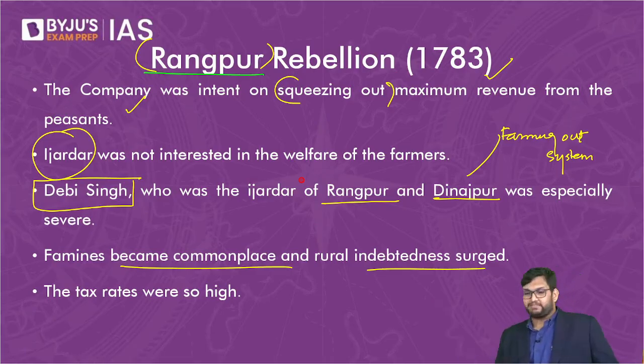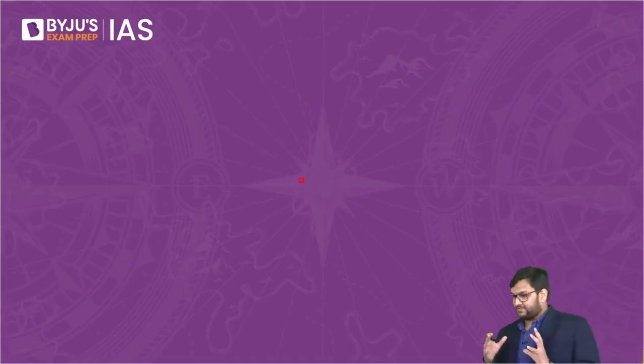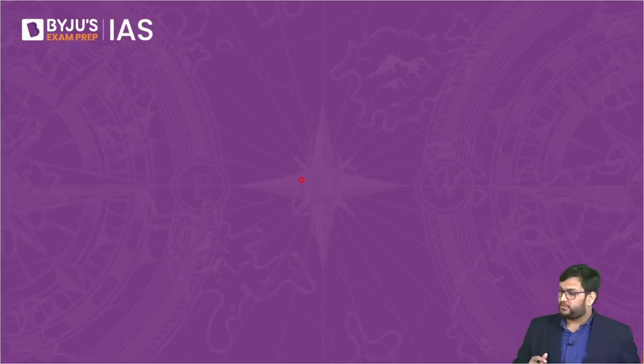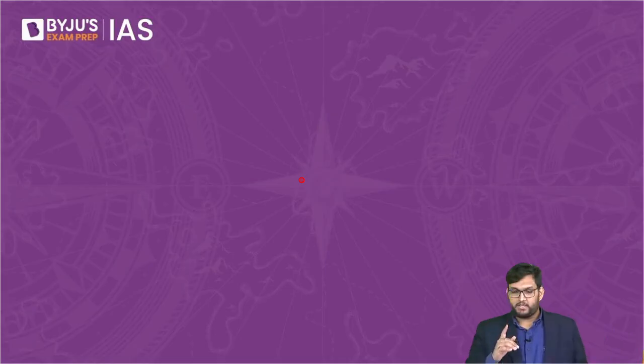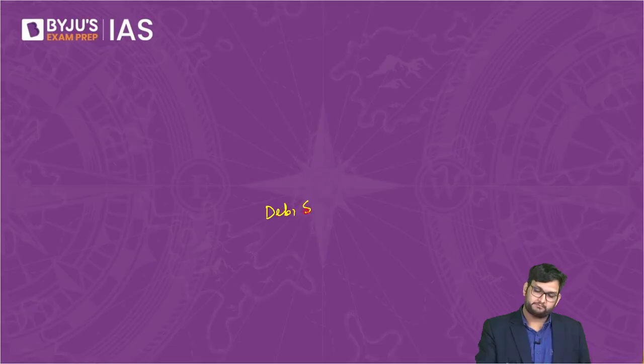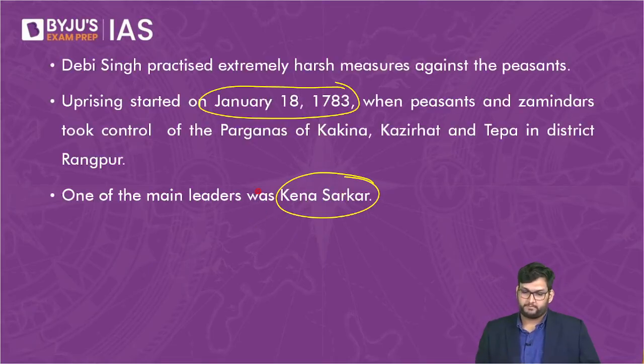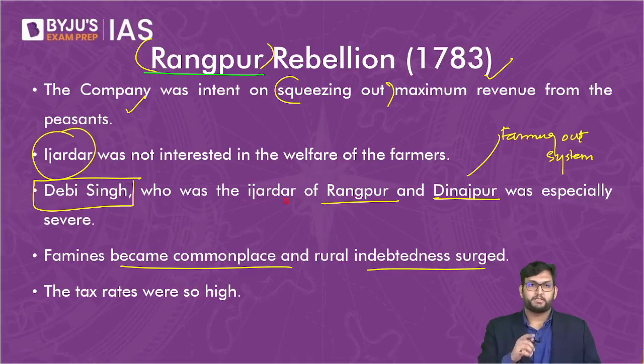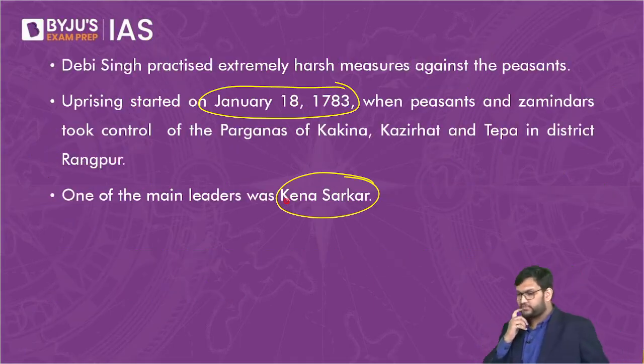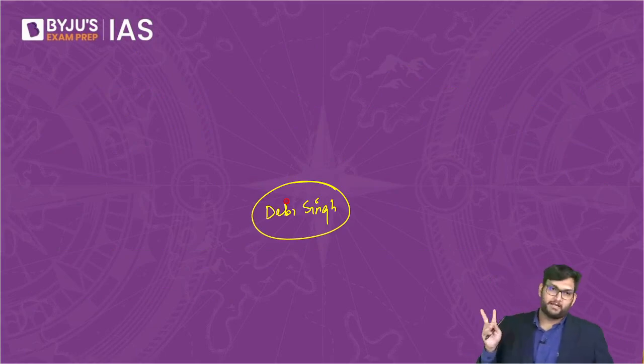So why am I saying that it's a very good example of how the British could mask their control? Try to understand this. Who created Devi Singh? The British. So in Rangpur and Dinajpur, Devi Singh was given the power by the English.